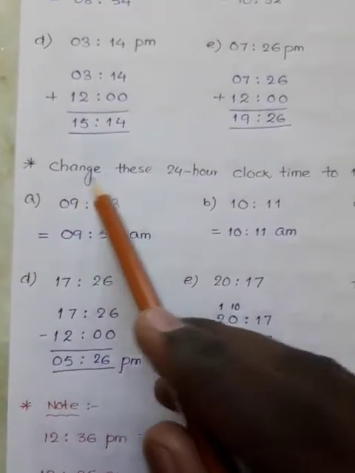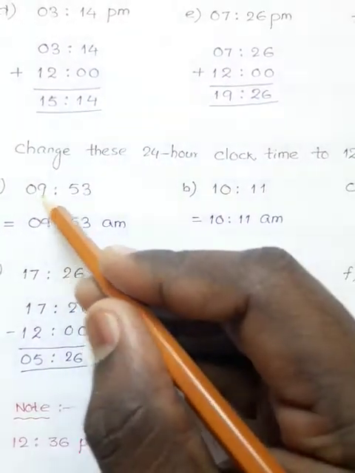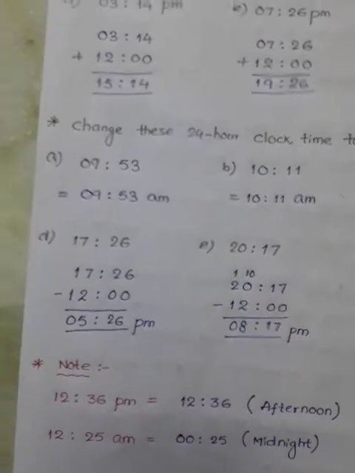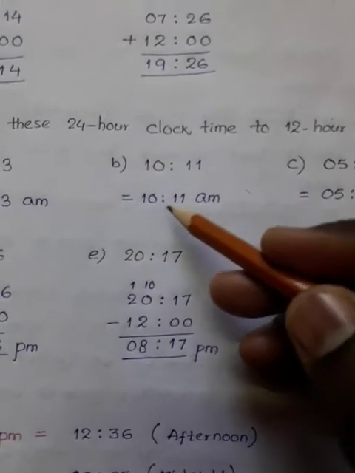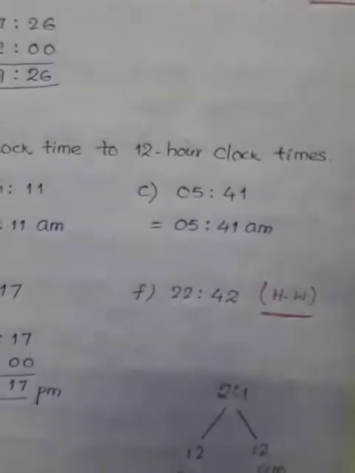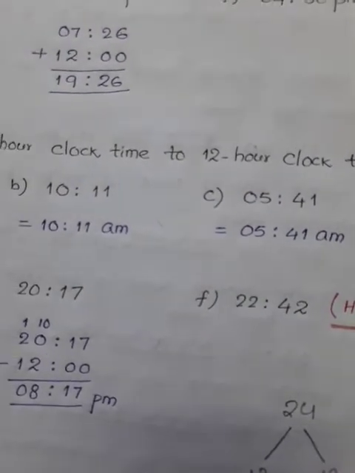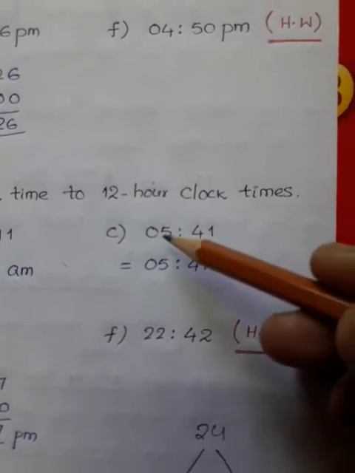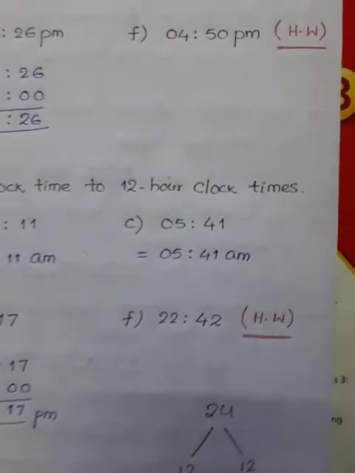Now coming to the next one: change this 24 hours clock time to 12 hours clock time. Now 24 hours clock time, 9:53. There is no AM and PM in 24 hours clock. So 9:53 is less than 12. Whenever it is less than 12, write it as it is and add AM. Here 10:11, so write it as it is and write AM. Here 5:41, write it as it is and write AM, because in 12 hours clock there is AM and PM. So how do you understand? In 24 hours clock, whenever it is 5:41, it is 5 hours, which is less than 12. So whenever less than 12, write it as it is and write AM.